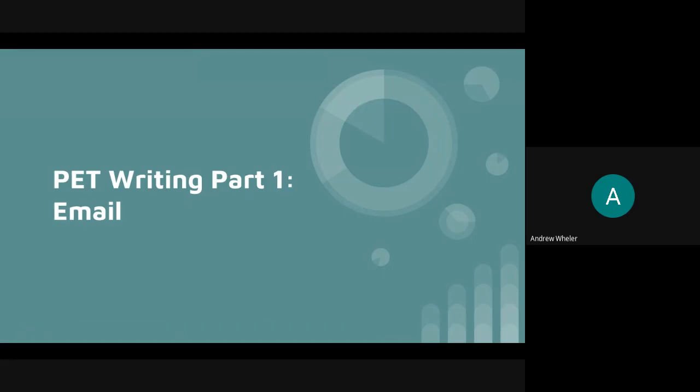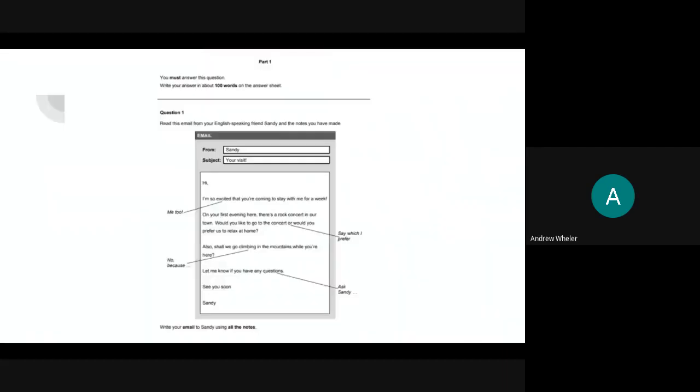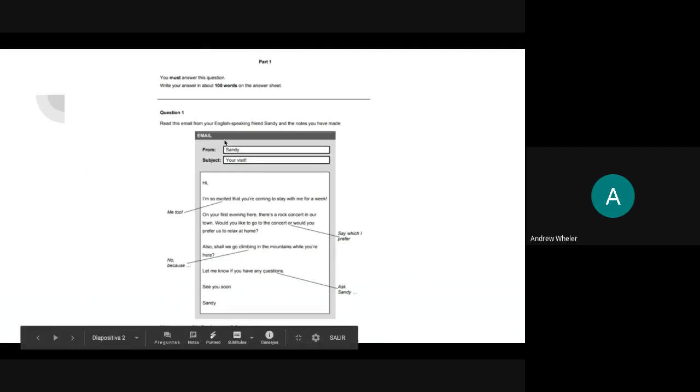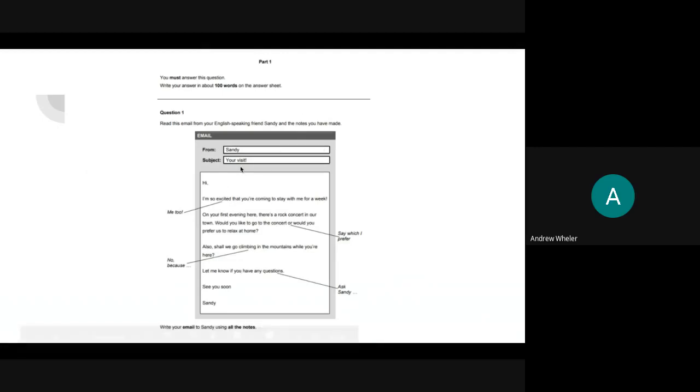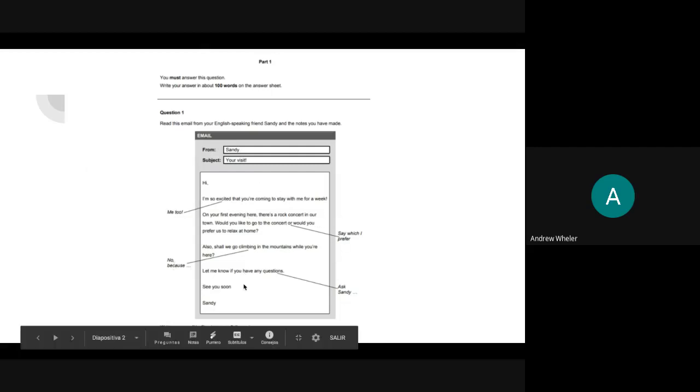Hello, here is the tutorial for the PET writing part 1, which is an email. We're going to look first at a task for the email. The first thing you can see here is that you have received an email from a friend called Sandy, and it has some notes. You are going to answer this email, and you're going to include these 4 notes in your email using your own words.